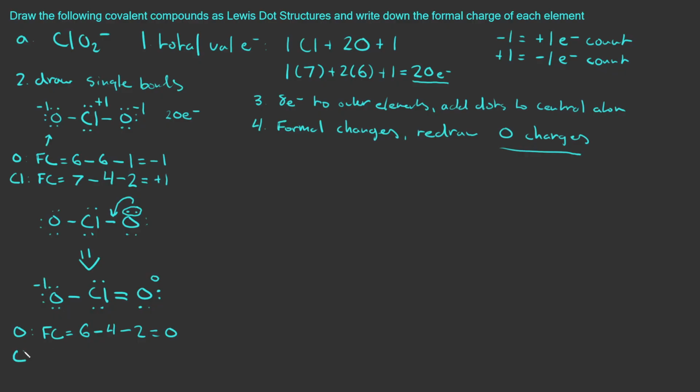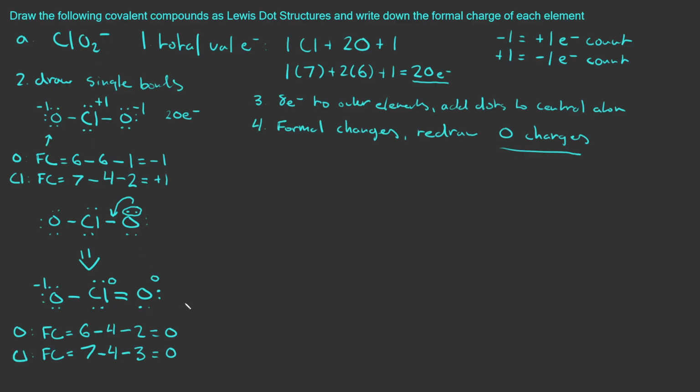Then we look at the chlorine in the center, and this will have a formal charge of 7 valence electrons, minus, we still have 4 dots, but now we have 3 bonds, and so this has an overall charge of 0 as well. And so now we have a lot of 0 charges and just one -1 charge, which we can never get rid of since our overall charge of ClO2 is a -1 charge.